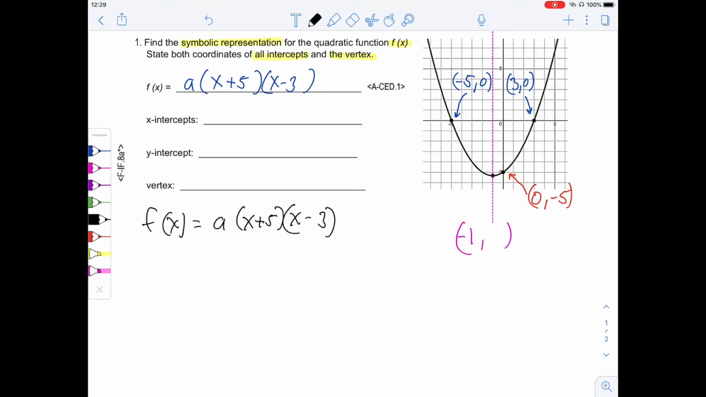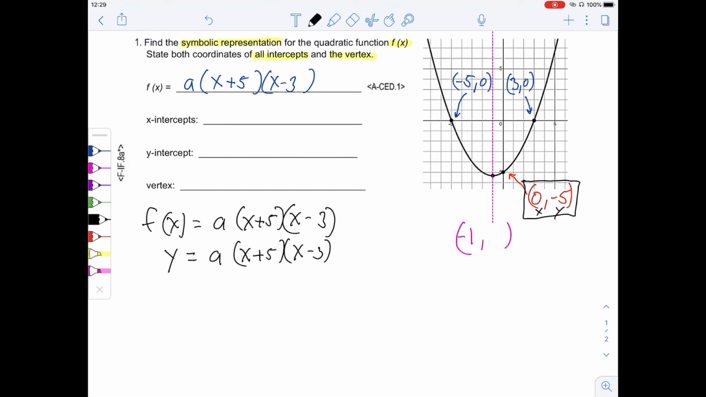So we want to solve for our a. So we have f of x equals a times the factors. F of x is just like y, right? y equals all the same equation. And then we're going to substitute a point. The only ordered pair that we have that's not our zeros is our y-intercept, 0, -5. So we have to use that point, right? We have x is 0, our y is -5.